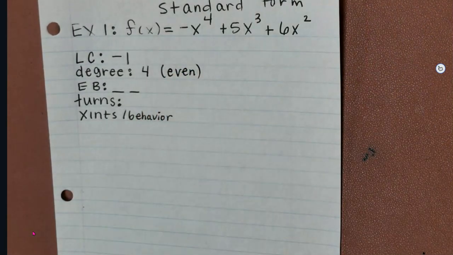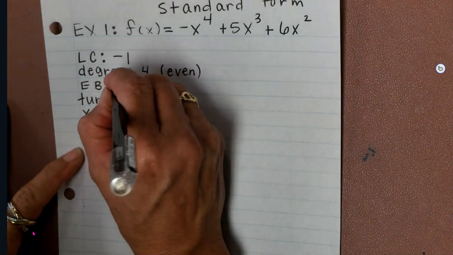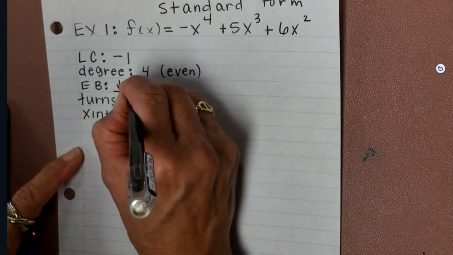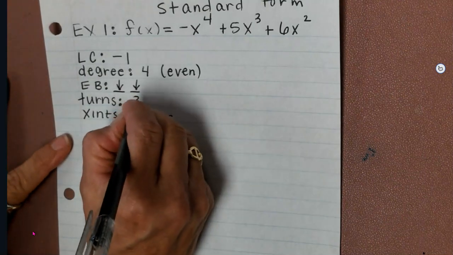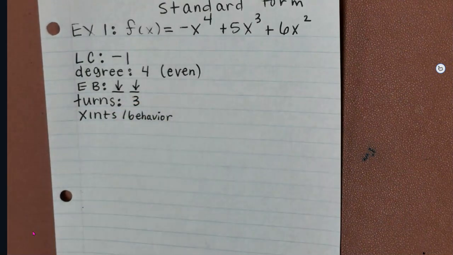So here we go. End behavior. If it's a leading negative, we know it's going to be down on the right. If the degree is even, we know it's going to be the same end behavior. So the end behavior of this graph is down, down. Now remember, the number of turns is the degree minus 1. So 4 minus 1. This graph is going to have 3 turns, 3 changes from going up to down to up, stuff like that.